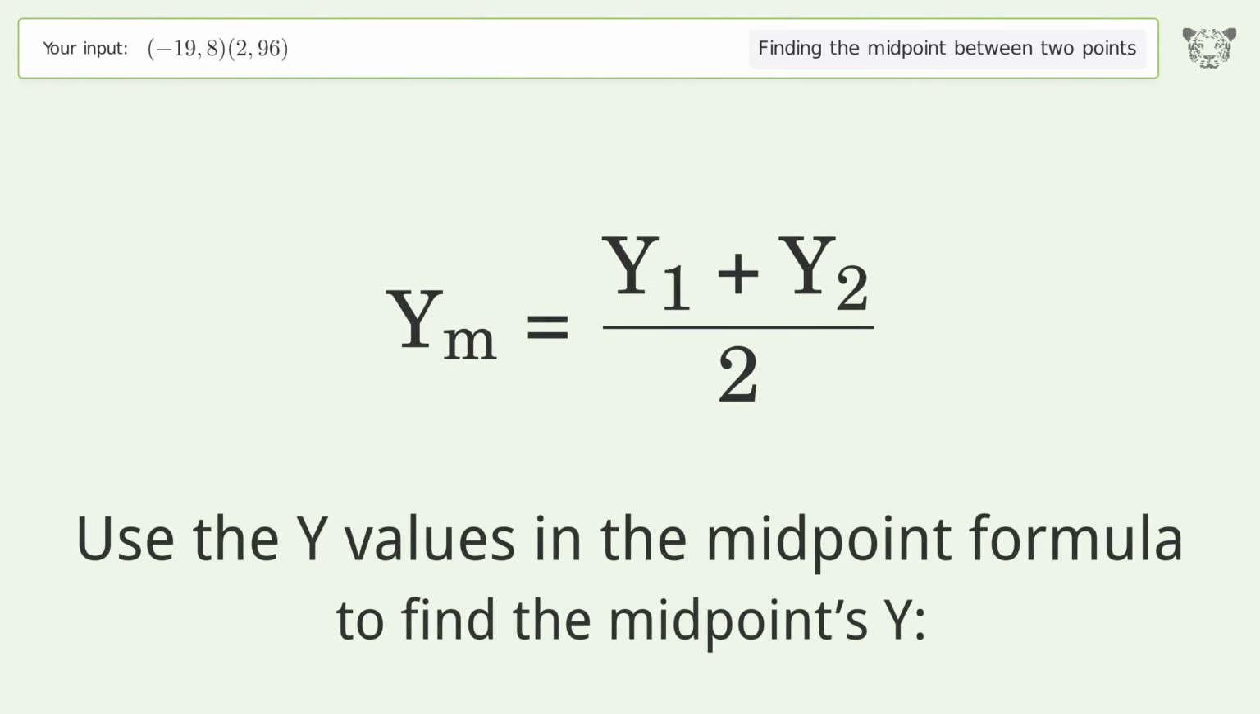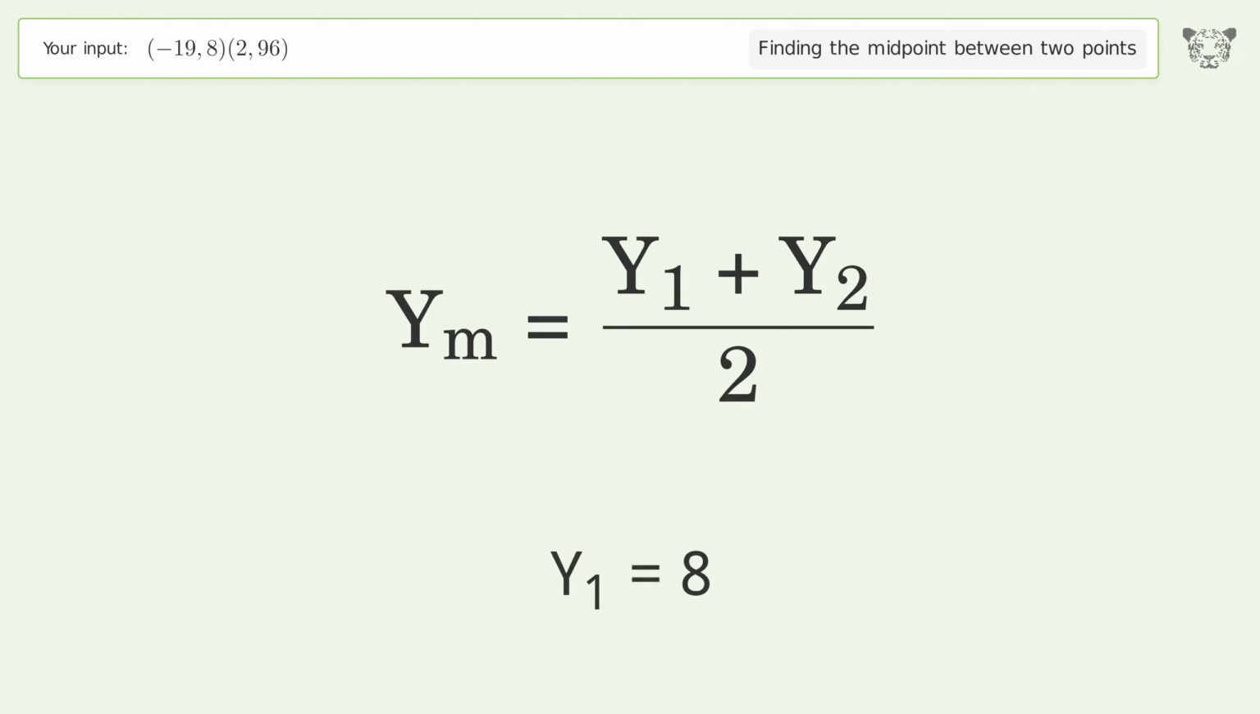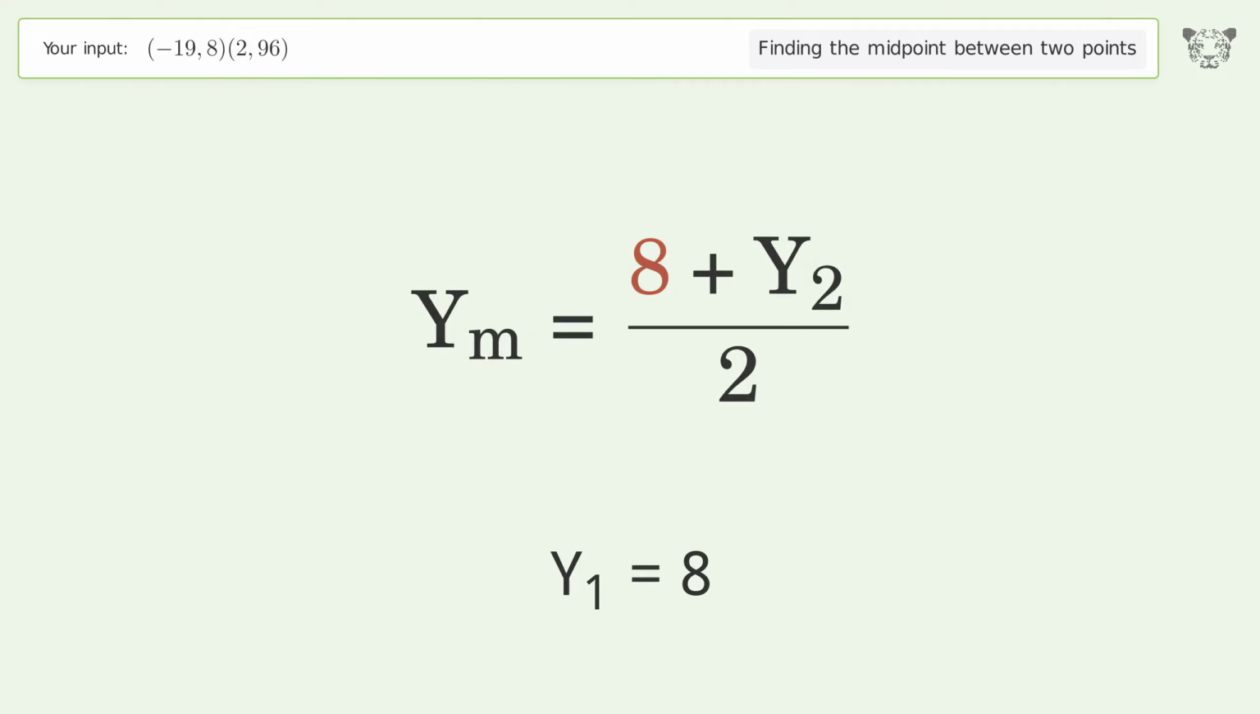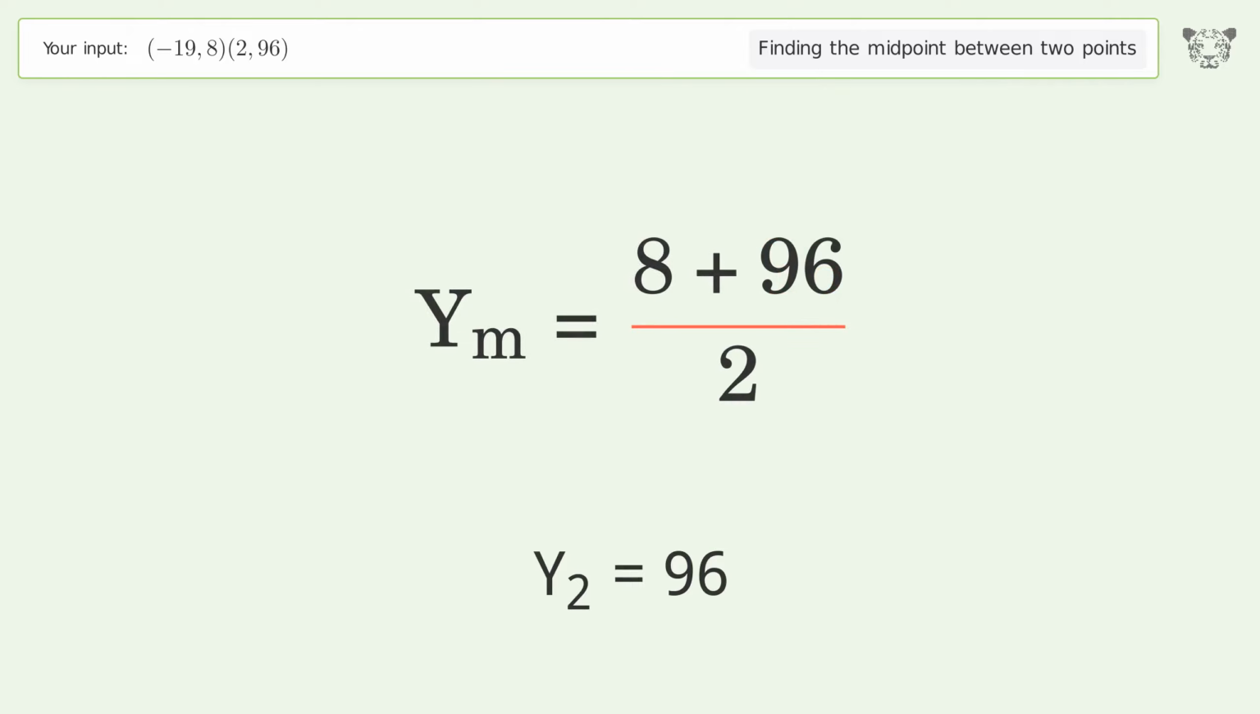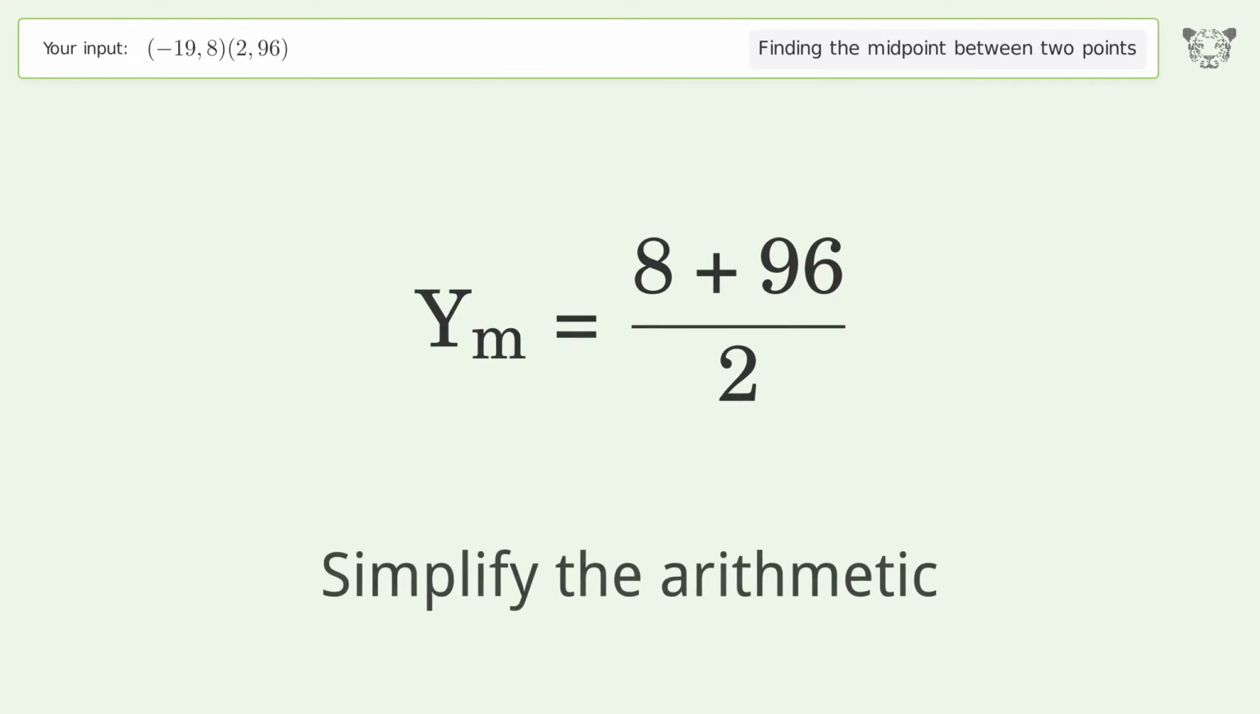Use the y values in the midpoint formula to find the midpoint's y. y1 equals 8. y2 equals 96. Simplify the arithmetic.